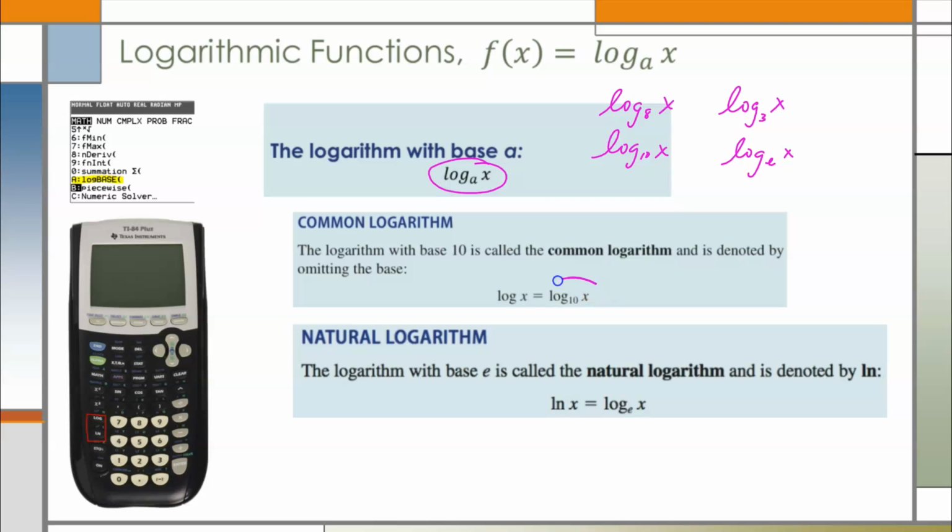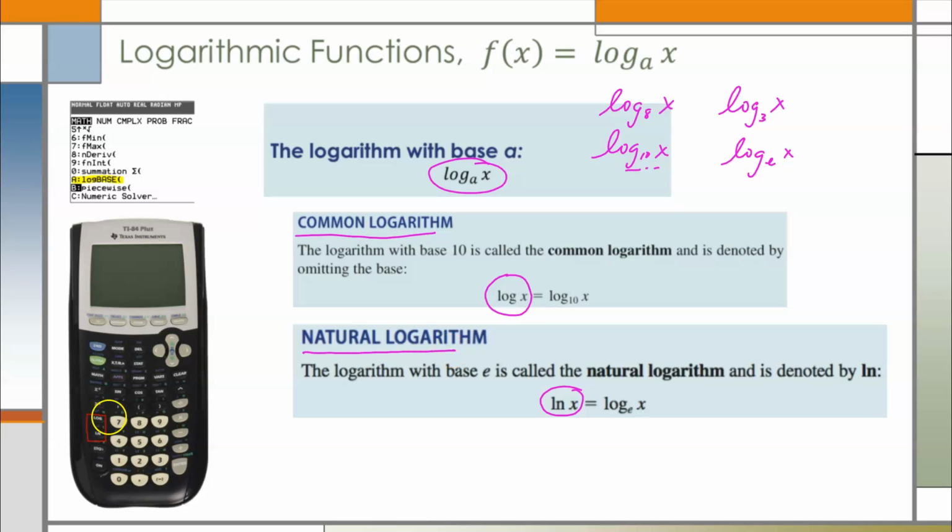Some functions are used so often, like base 10, that it has its own notation and its own name. Log base 10, notice we dropped the 10. It's just used so much. We drop the 10 and it gets its own notation, just log x. Anytime you don't see that number there, it's understood to be 10. Log base e is used so often, it gets its own notation. That's ln, or the natural log.